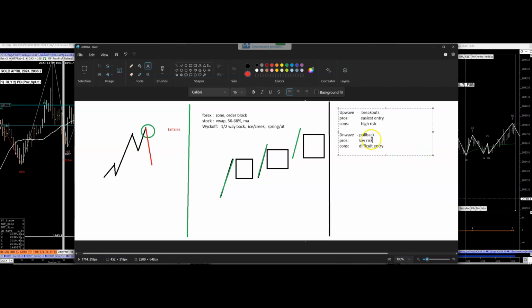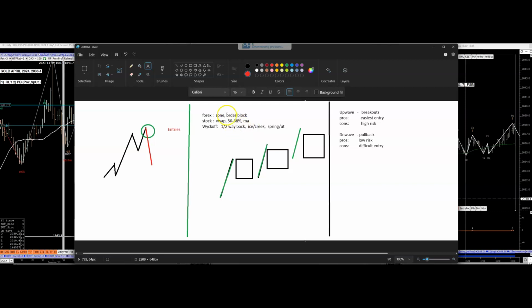On the pullback, it's low risk, but it's a very challenging, difficult entry. It requires much more skill. Usually, folks buying the pullback have a standard way of buying it. Some will buy halfway back. Some will buy the moving average, a pullback reversion to the mean, like a 50 MA, or on the daily, the 20 MA. Or they'll just buy a level.